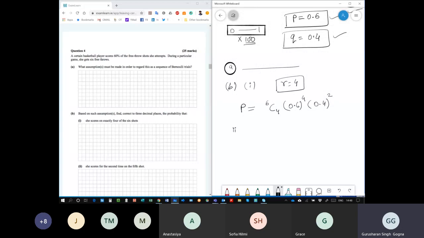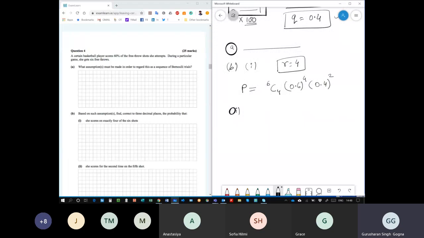Let's read the next part. She scores for the second time on the 5th shot. 1, 2, 3, 4, 5, 6. Total 6 shots are there. Okay, you got 6 shots, but they said she scores for the second time on the 5th shot. So you should have a success here, number one. That should be the second success.